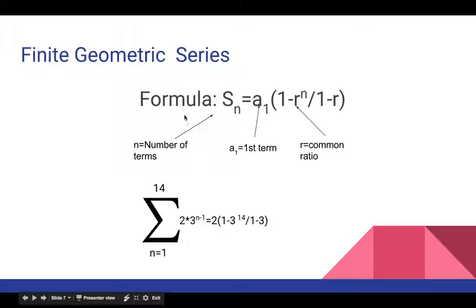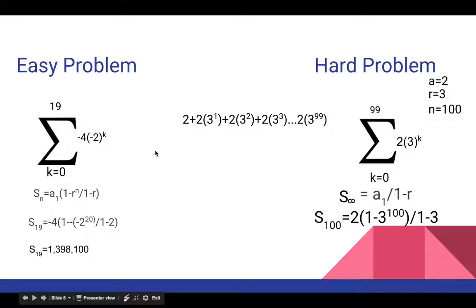Next, we're going to do finite geometric series. And so here's our formula, and this is the same thing as last time. It's just explaining what each of these equals. And then here's an example of a finite geometric series. Alright, so let's try an easy problem first. Okay, so we have our equation here. And so this -4 is going to be our A1, because that's the number we start off with. 19 is how many terms there are in the finite geometric series, and then that's the term we start with.